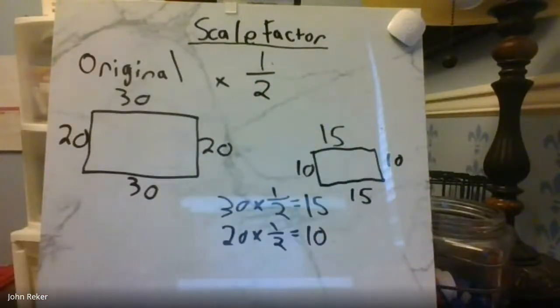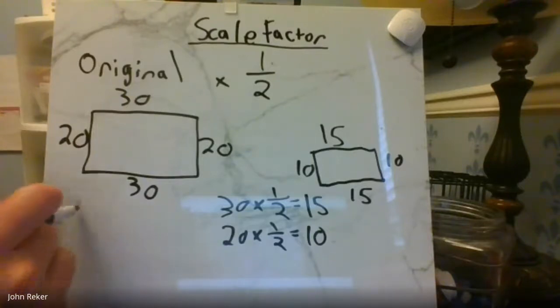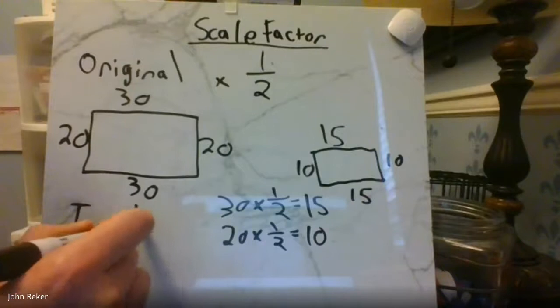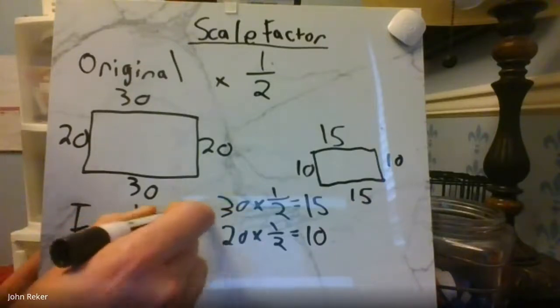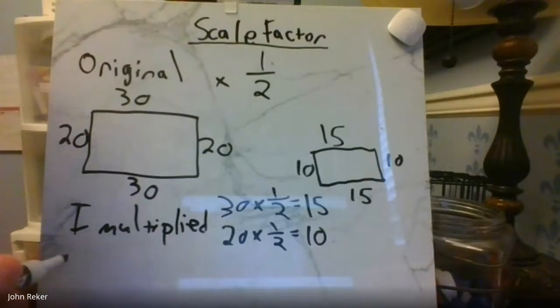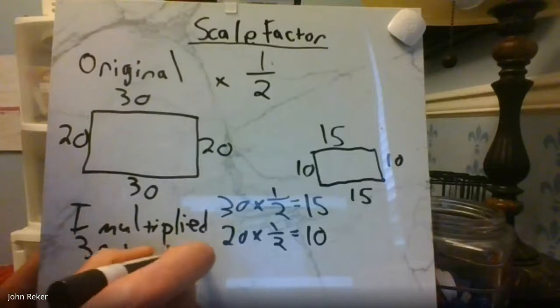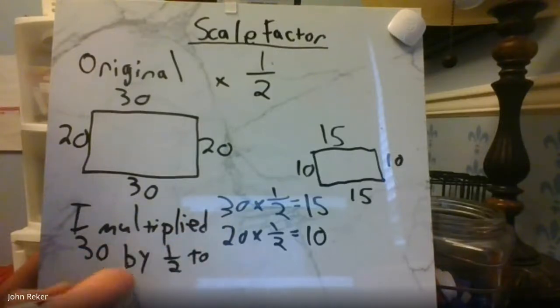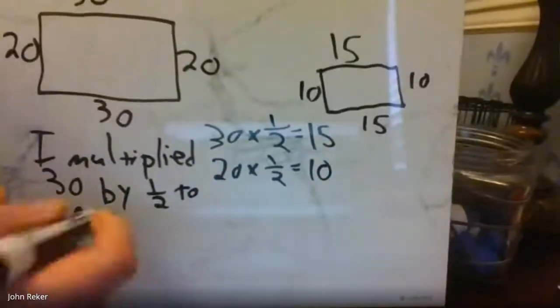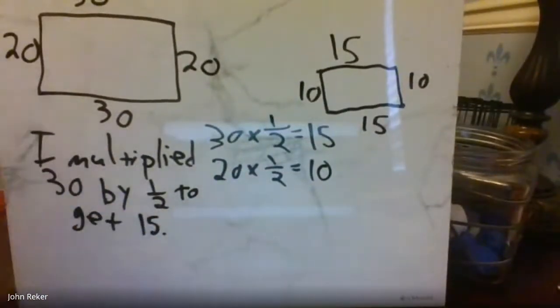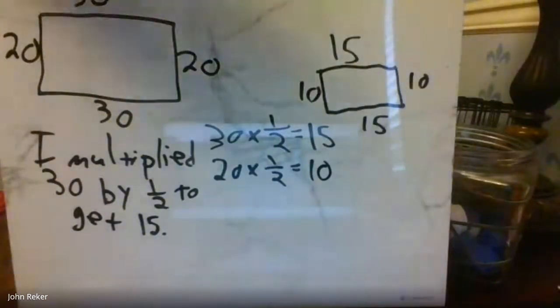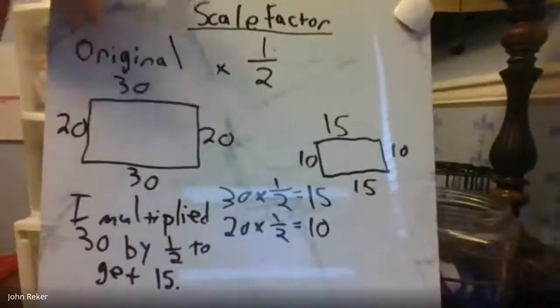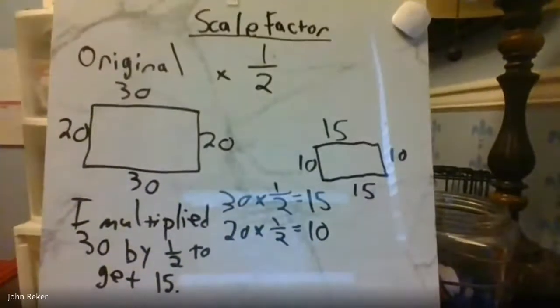Again, this is an explanation. You're telling me what you did to make it smaller. That's the project, really. In a written explanation, you can say, okay, I multiplied 30 by 1/2 to get 15. And that's the corresponding side over here. Here's one side, 30, and its corresponding side is 15 because you multiplied by 1/2. That's what you have to do in this project.